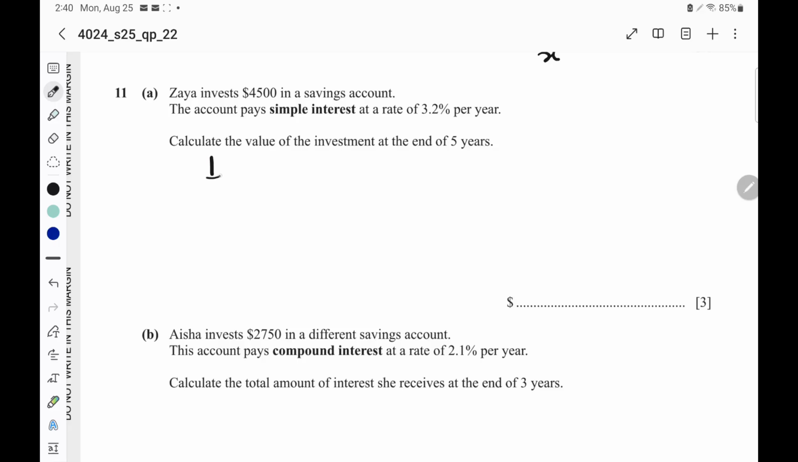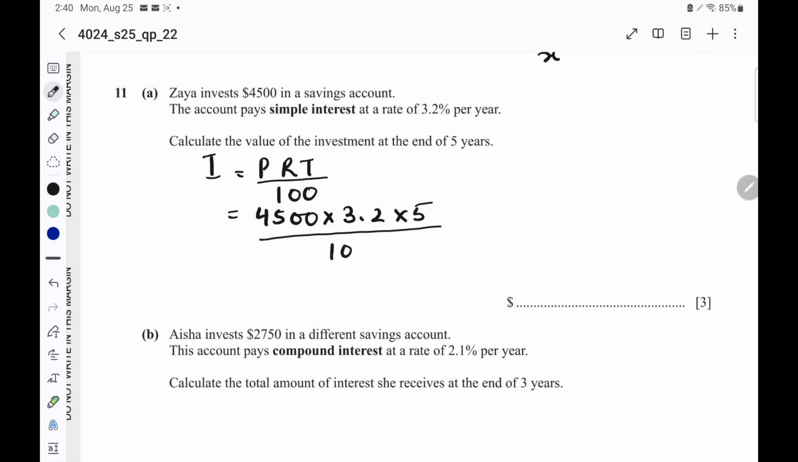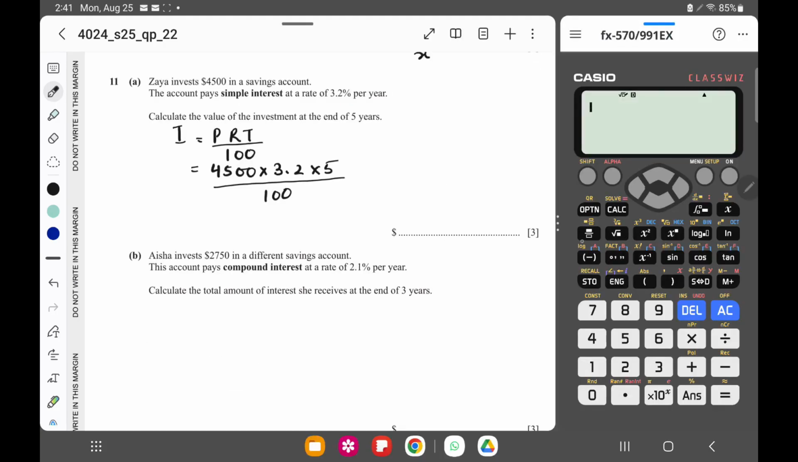Have you understood? I equals PRT upon 100, where P is the principal. Principal is the amount invested, or if you are going to borrow, that is the principal. Here it is 4,500 and the rate is 3.2, multiplied by 5 and then upon 100. So that is 4,500 times 3.2 times 5 upon 100, which equals 720. That gives the interest. And at the end of 5 years, the amount equals the principal plus interest.